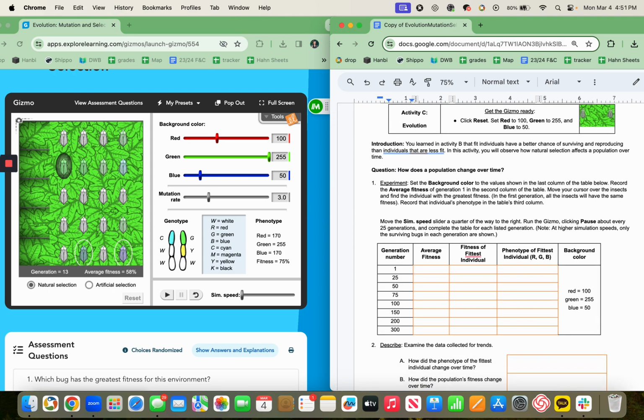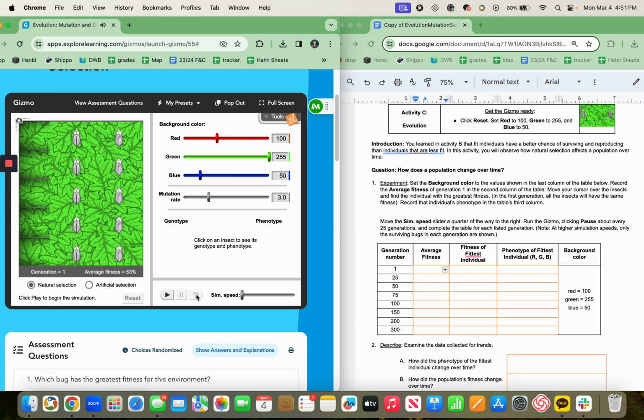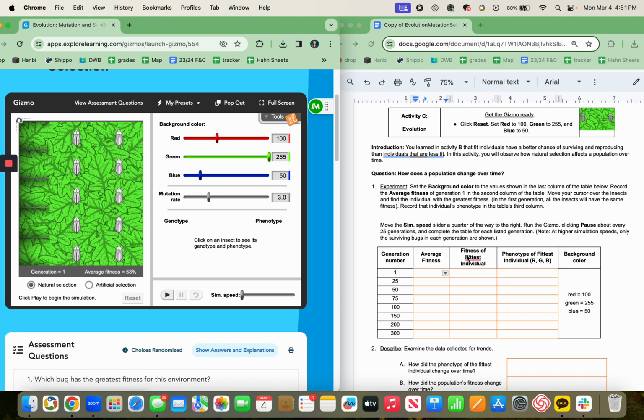Okay, for this one, again, you're going to reset everything, and you're going to look at how a population changes over time. So for this, at each generation, you're going to put the average fitness. So if I were to reset this whole thing, I would do the average fitness, which would be here, and then you would do the fitness of the fittest individual. This is 100.